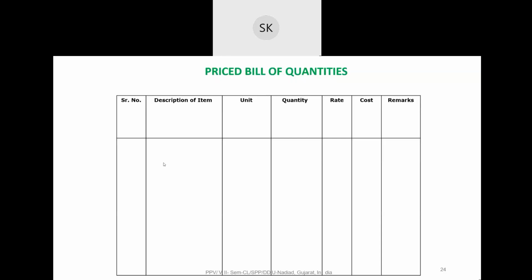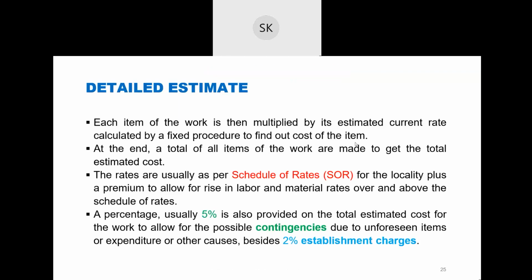Now price comes after quantity, here you will get the price. Unit rate will be given; from BOQ you can find out the quantity. Then you can set the rate. No, you cannot set the rate, you have to take the standard rate and multiply it to get the final cost. And to the total cost, you have to add 5 to 10% for contingency and 2% for establishment charge.